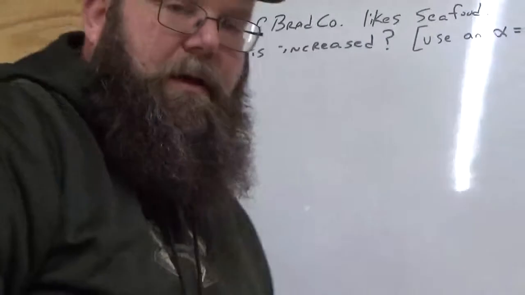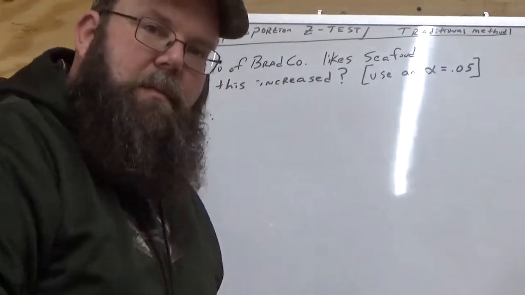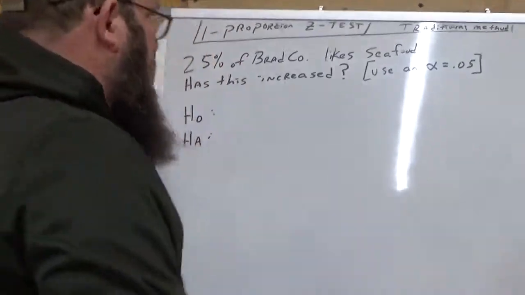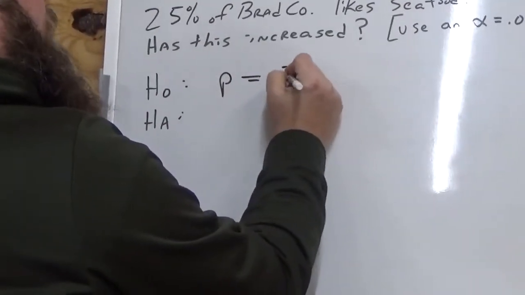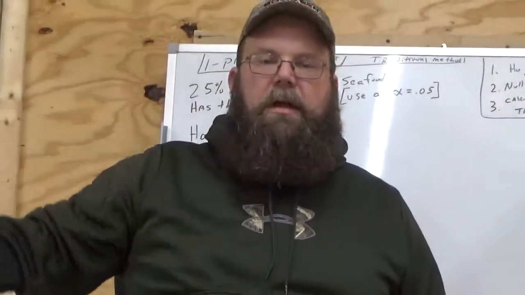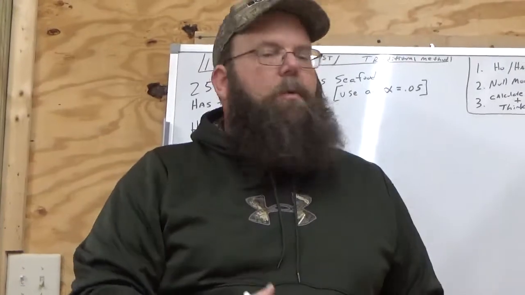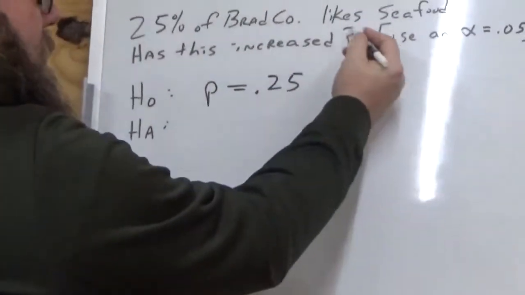So we have 25% of Bradford County likes seafood. Well, right there, that statement, that's your null hypothesis. So p equals 0.25. Where did we get that? A former study. Maybe that's from 10 years ago. And you want to find out, has that increased? Has this increased?